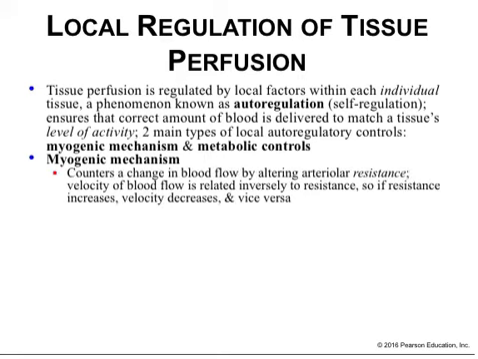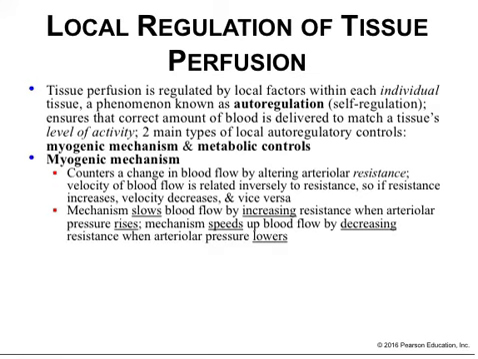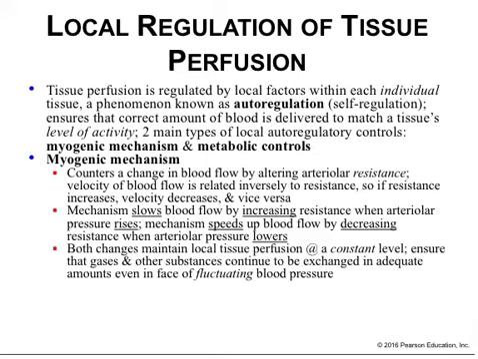The myogenic mechanism counters a change in blood flow by altering arterial resistance. The velocity of blood flow is related inversely to the resistance, so if the resistance increases, the velocity decreases. The mechanism slows blood flow by increasing resistance when arterial pressure rises. The mechanism speeds up blood flow by decreasing resistance when the arterial pressure drops. Both changes maintain local tissue perfusion at a constant level and ensure that gases and substances continue to be exchanged in adequate amounts in the face of fluctuating blood pressure.